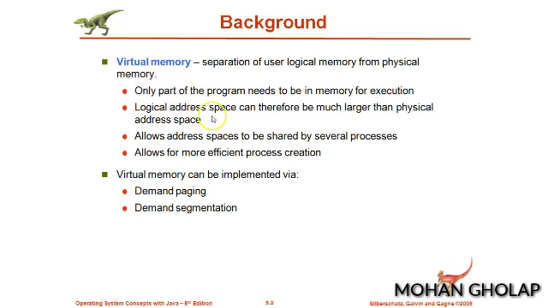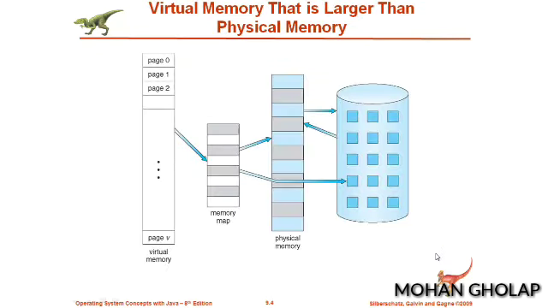Next, the logical address space can therefore be much larger than the physical address space. It allows address space to be shared by several processes and allows for more efficient process creation. So how can this virtual memory be implemented? It can be implemented by demand paging and demand segmentation. As we saw, virtual memory is nothing but a logical memory which is going to be mapped to the physical memory.